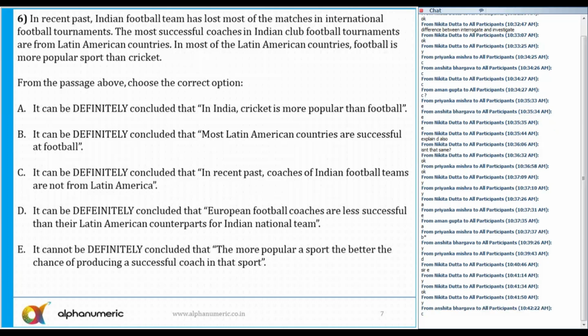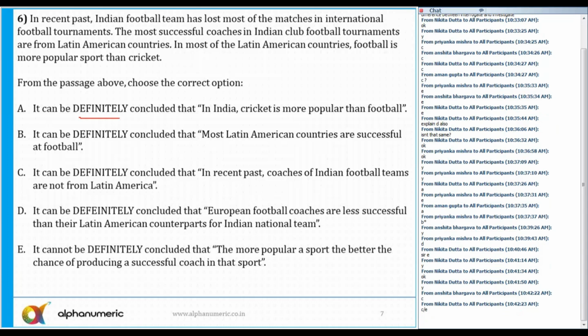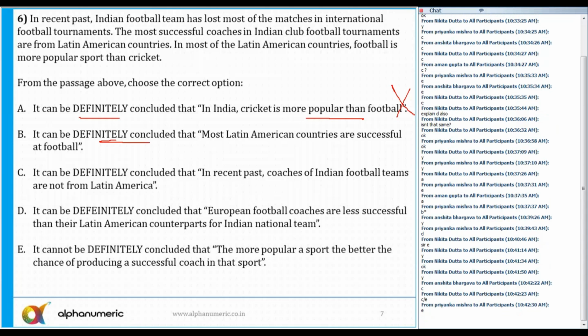What have you selected? Can you definitely conclude that in India cricket is more popular than football? No. Can you definitely conclude that most Latin American countries are successful at football? No. Can you definitely conclude that in the recent past, coaches of Indian football teams are not from Latin America? No, can't. Can you definitely conclude that European football coaches are less successful than their Latin American counterparts? No, you know nothing about European football coaches.